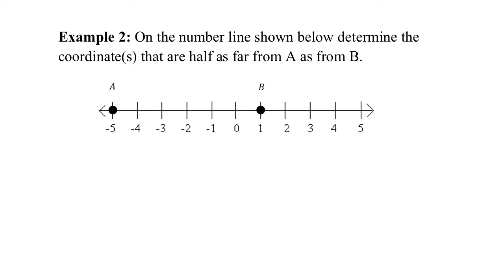Now it says, on the number line shown, determine the coordinates that are half as far from A as from B. Before we even think about the answer, are these coordinates going to be closer to A or closer to B? Nick? No, they're not equidistant.